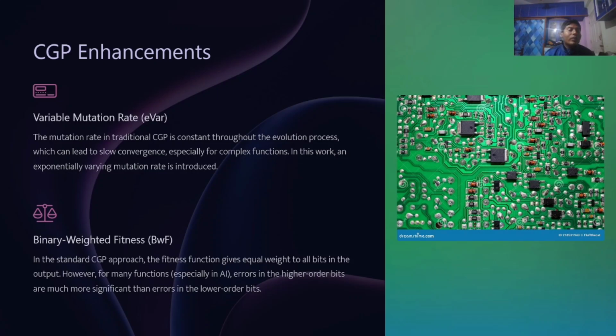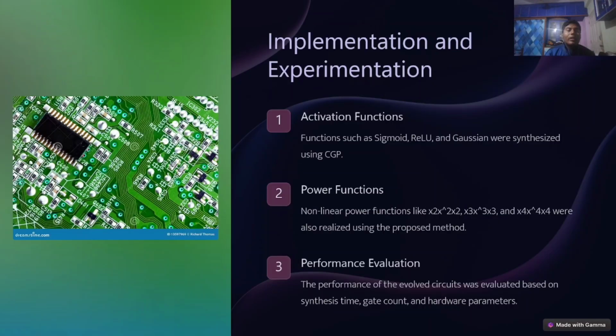Binary weight fitness. In the standard CGP approach, the fitness function gives equal weight to all bits in the output. However, for many functions, especially in AI, errors in the high order bits are much more significant than errors in the low order bits. So the binary weight function just gives a little bit of preference to the higher bits.